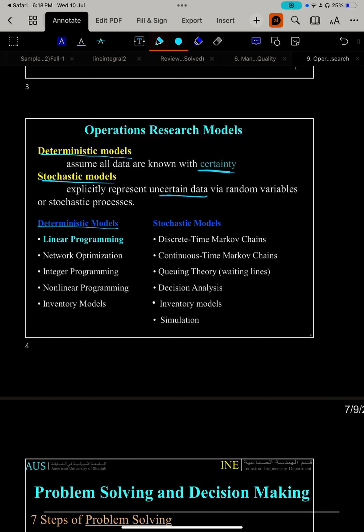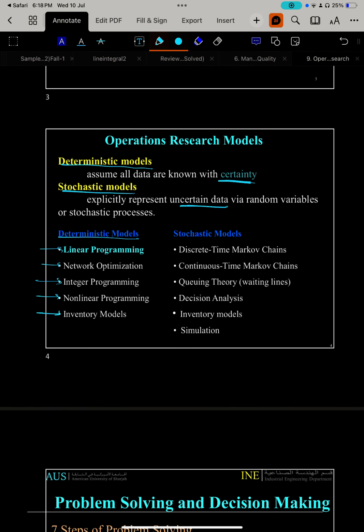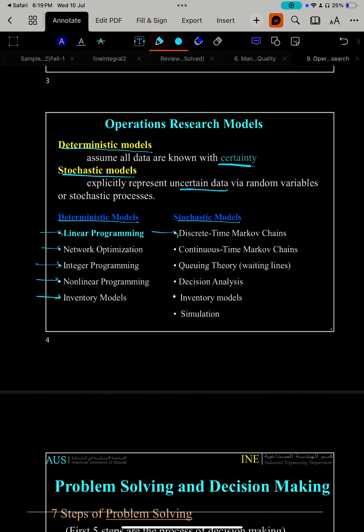Deterministic models use linear programming, network optimization, integer programming, nonlinear programming, and inventory models. Stochastic models, hope I'm pronouncing that right, depend on discrete time Markov chains, continuous time Markov chains, queuing theory, so waiting lists or waiting lines, decision analysis, inventory models, and simulation. So these are the different models and the different ways we can use these models.